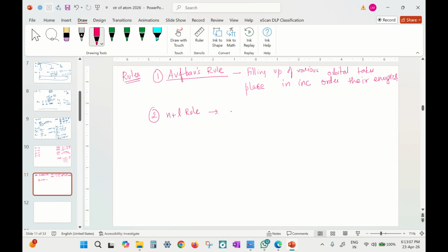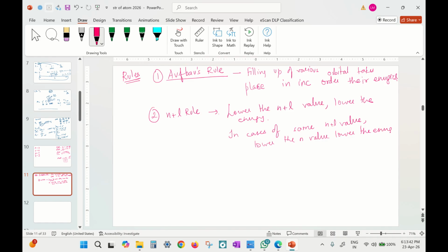Okay. What does it say? It says lower the N plus L value, lower the energy. And in cases where the N plus L value is same, the lower the N value, lower the energy. Is it okay? Lower the N value, lower the energy.